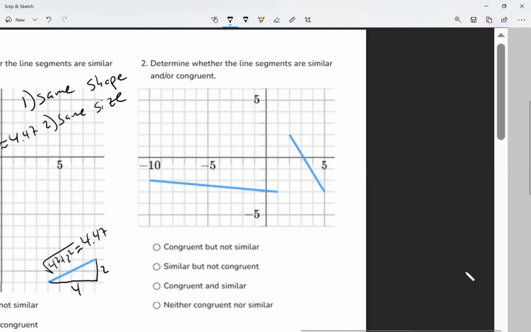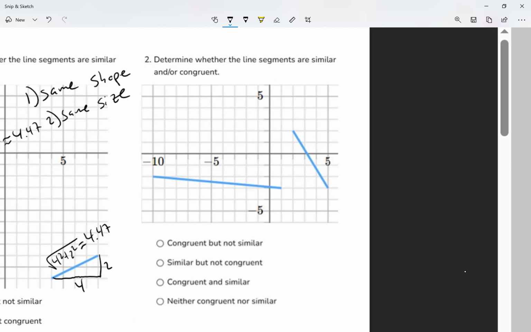Now let's take a look at this other one. I'm going to say they have the same shape. I'm comparing two line segments. They have the same shape. When I look at one of them to find the distance, I see this is 5 squares and this is 3 squares. So I have to do 5 squared plus 3 squared, the square root of that. The length of this segment is about 5.83. Okay, so the size is 5.83.